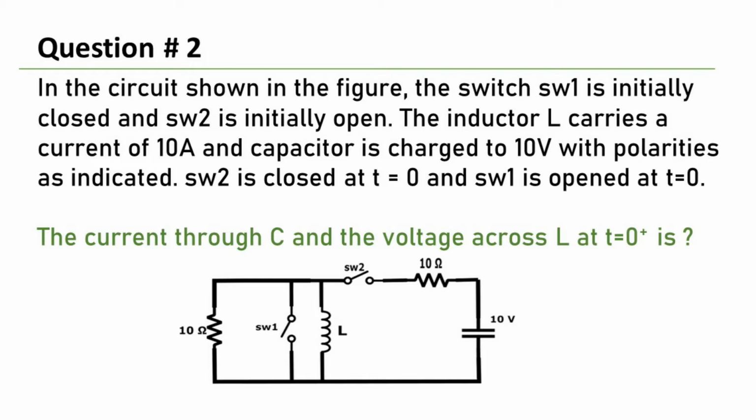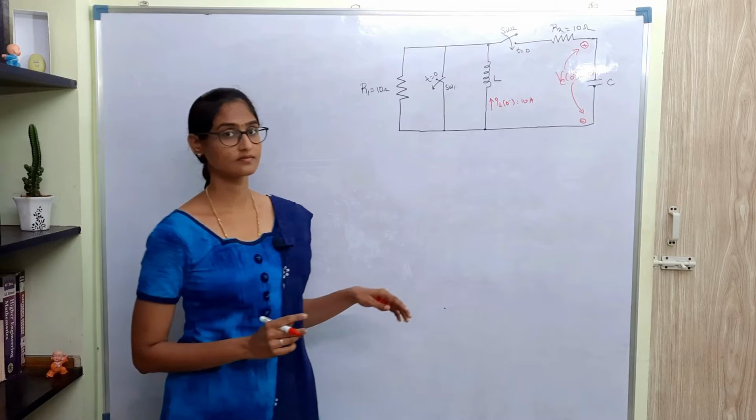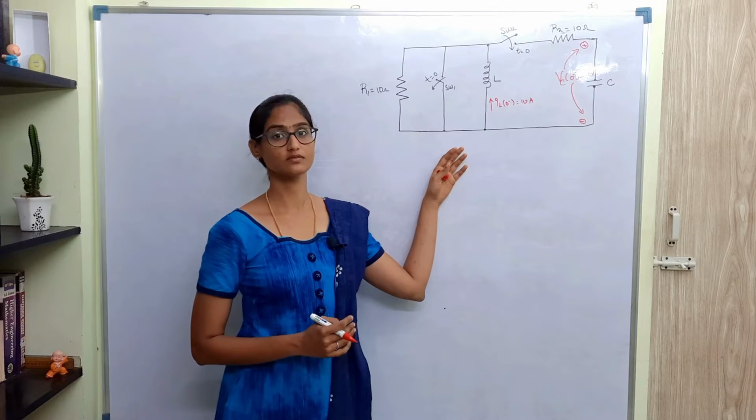We have two switches in this circuit, and we have an inductor, a capacitor and also a couple of resistances. We are asked to find out the inductor's voltage and the current that is passing through the capacitor when switch SW2 is closed and SW1 is just opened. So at time t equal to 0 plus, what is the voltage across the inductor and what is the current that is passing through the capacitor? This is what is asked. Let's solve this.